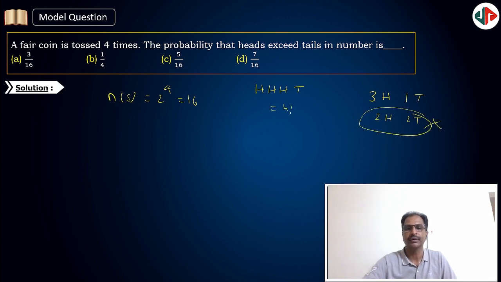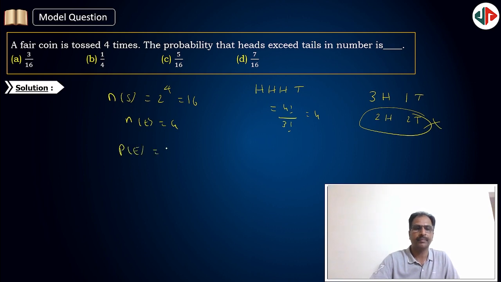Here we can get 4 factorial by 3 factorial cases, that is 4 cases. So n of e is 4. Then what will be p of e? 4 by 16, which is 1 by 4. Option B.